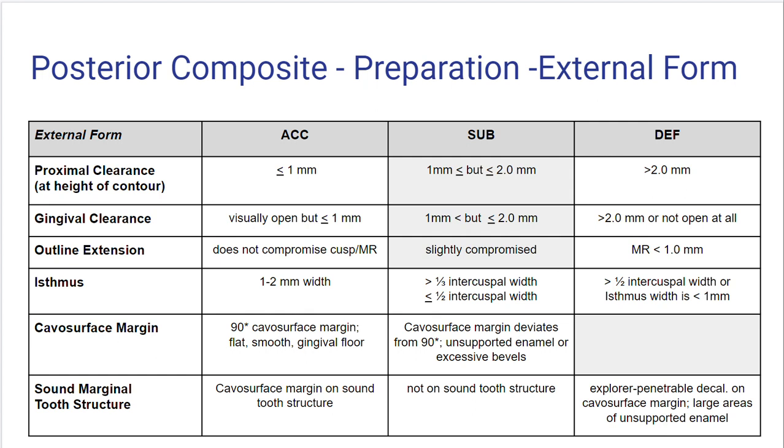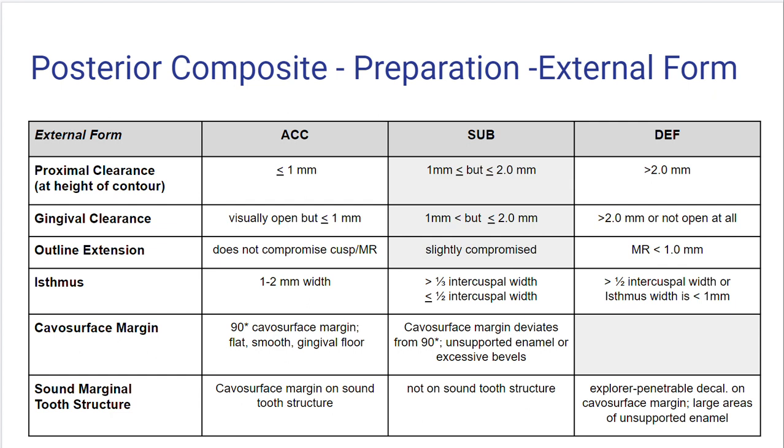So the first grading category for the preparation is external form. And so here you can see that we're going to look at the proximal clearance, and this is at the height of contour. So that's facial and lingual, right? The gingival clearance is its own category. You have your outline extension, your isthmus width, your cavo-surface margin, and then sound marginal tooth structure. So here you can see that there's your adheres to criteria or acceptable category, your marginally substandard, and your critically deficient. And so we're aiming for everything in this category. This is what we're hoping you get.